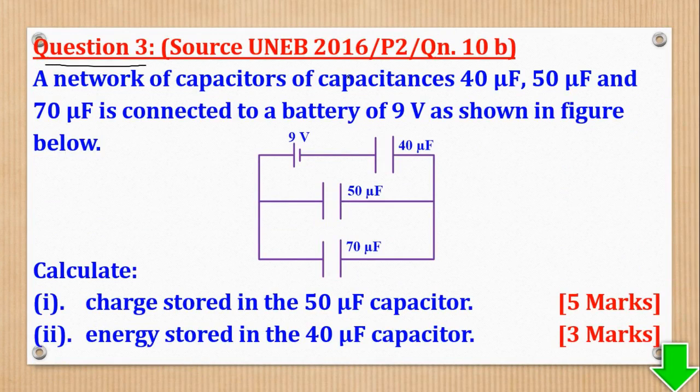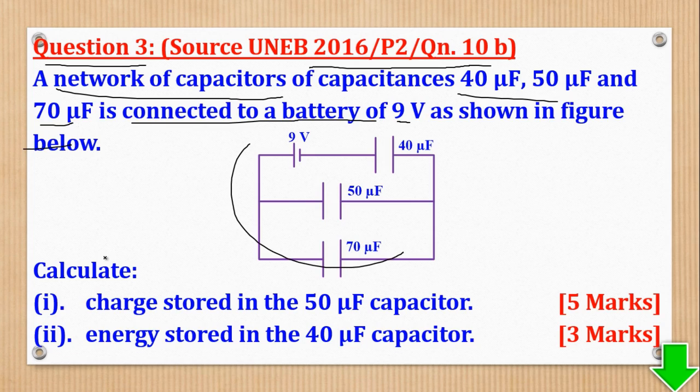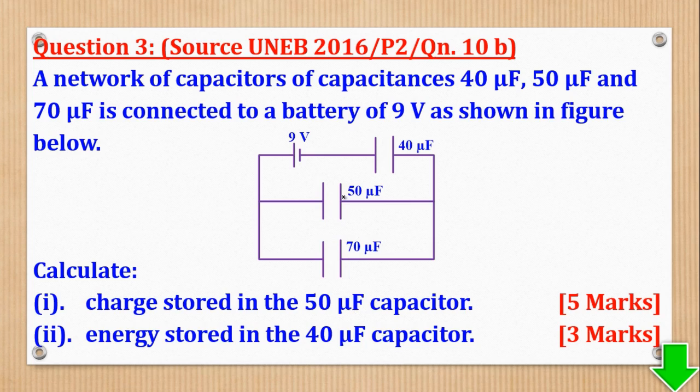Now we shall go to question 3, which came from UNEB 2016 paper 2 question 10B, and says a network of capacitors of capacitances, these ones, is connected to a battery of 9 volt as shown in the figure below. So this is the circuit. Calculate (i) the charge stored on the 50 microfarad capacitor, so the charge stored on this, and (ii) the energy stored in the 40 microfarad capacitor.